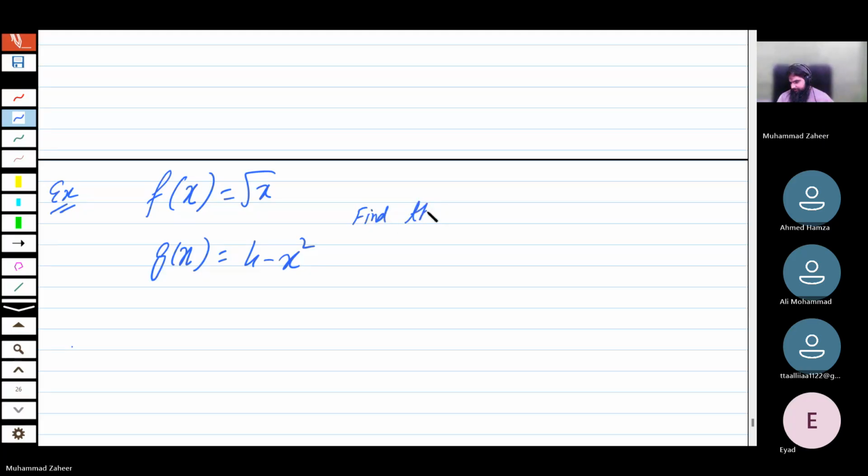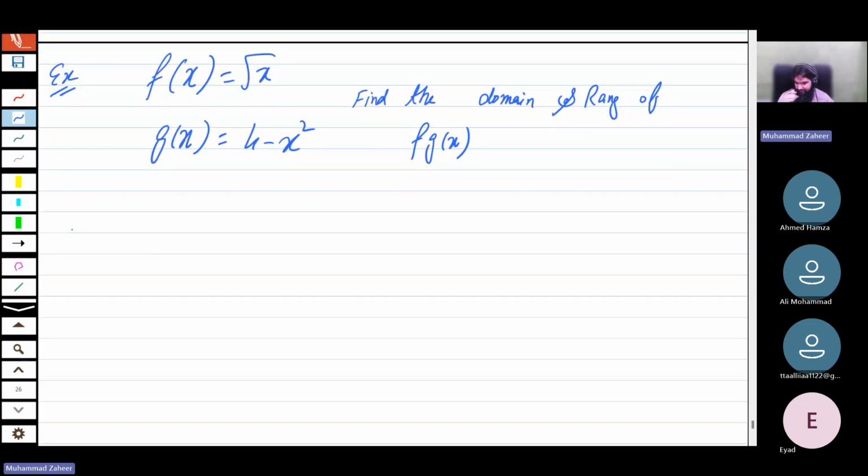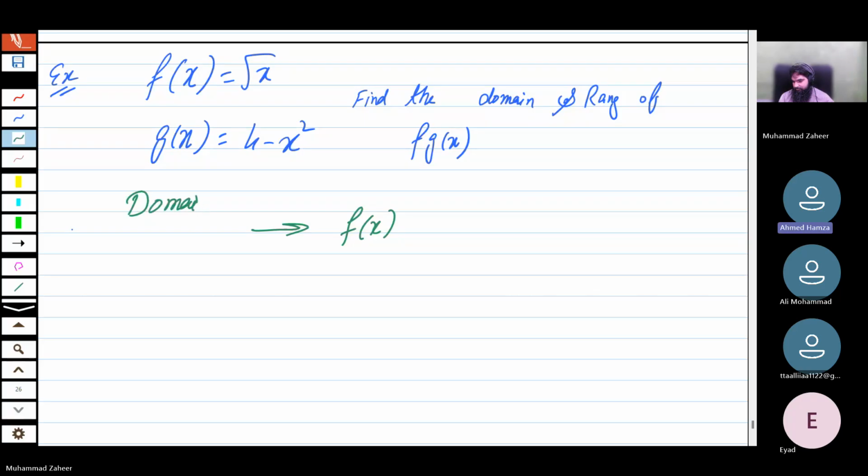The question is, find the domain and range of f of g of x. So let's substitute. We have f of x. Yes, can anyone tell me what is the domain? Greater than or equal to 0. x must be greater than or equal to 0. What will be the range?